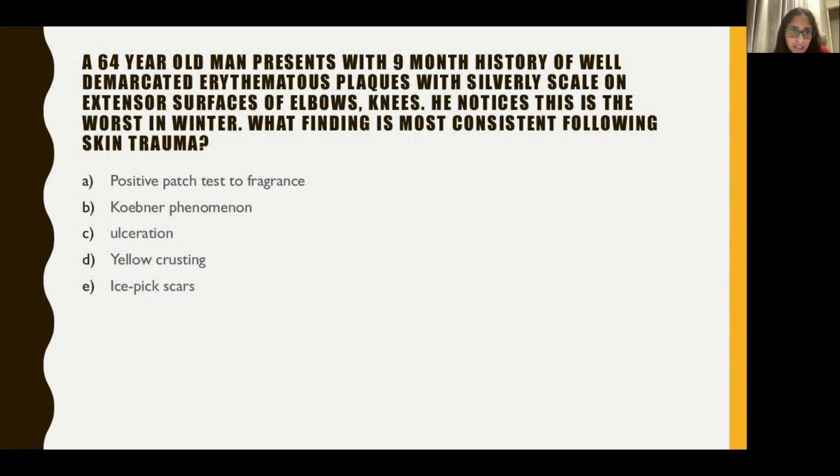So our next question is, a 64-year-old man presents with a 9-month history of well-demarcated erythematous plaques with silvery scale on extensor surfaces of elbows, knees. He notices that it is worse in summer. What finding is most consistent with the skin trauma?